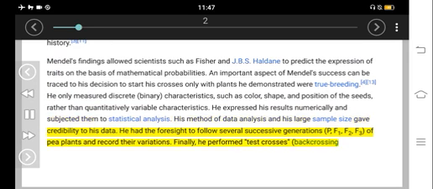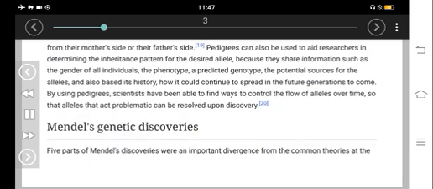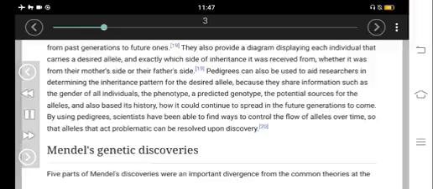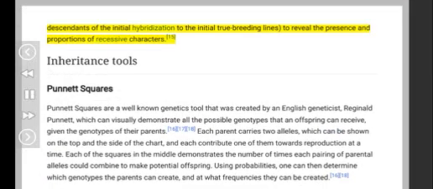He had the foresight to follow several successive generations, P, F1, F2, F3, of pea plants and record their variations. Finally, he performed test crosses, backcrossing descendants of the initial hybridization to the initial true breeding lines to reveal the presence and proportions of recessive characters.